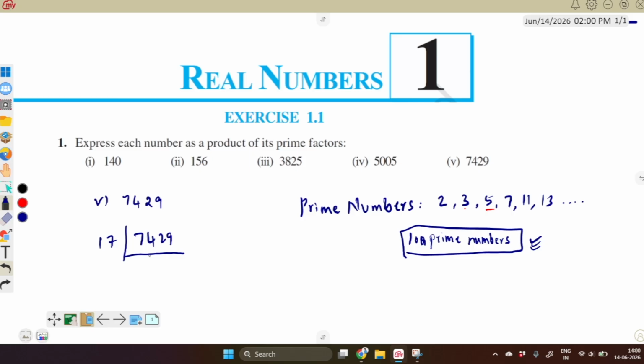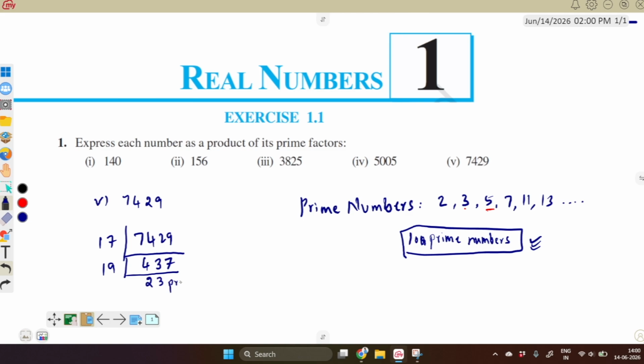17, if I divide by 17, 17 4s are 68, so 62, 17 3s are 51, and then 17 7s are 119. You can divide beside it. Again, it will be divisible by 19, the next prime number. 19 2s are 38, remainder 5, 57. So 19 3s are 57.